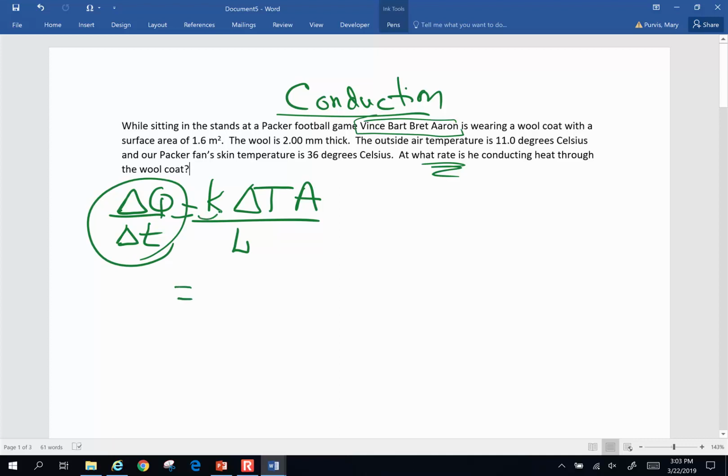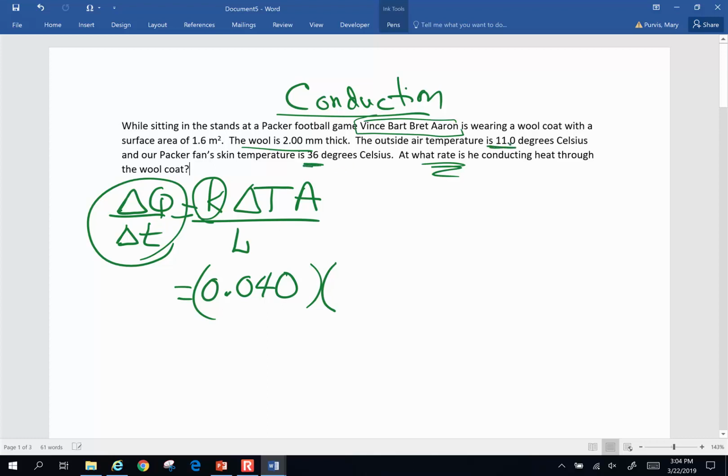So the thermal conductivity constant for wool, where do we find that? Well, you can find that either in your textbook or in your physics constant sheet. The thermal conductivity constant for wool is 0.040. The change in temperature, well, on one side of this wool coat, the temperature is 36 degrees.